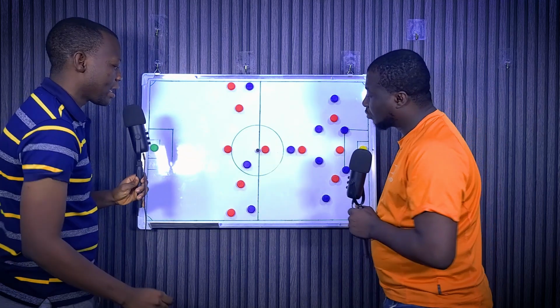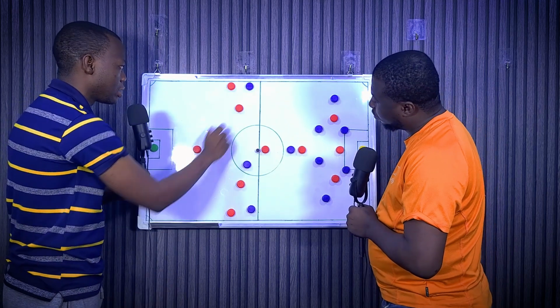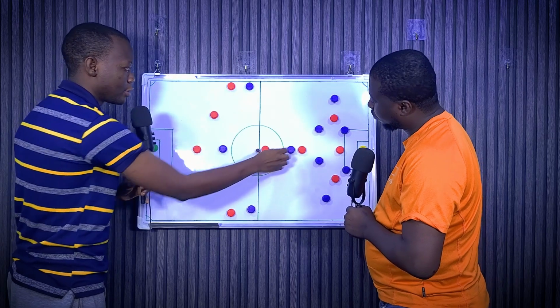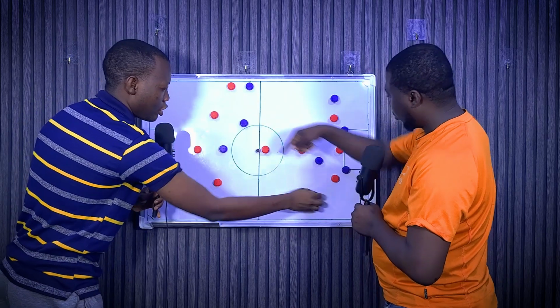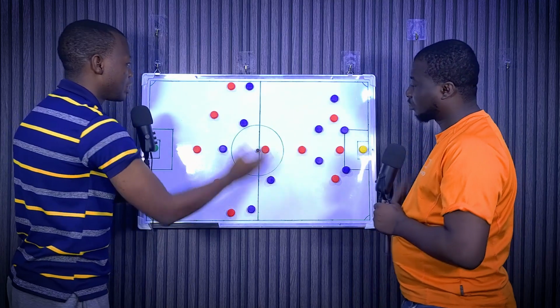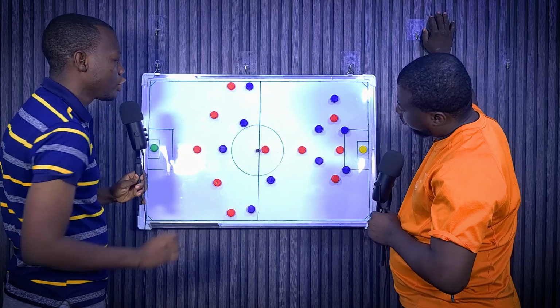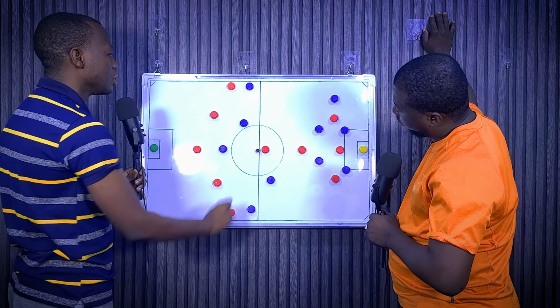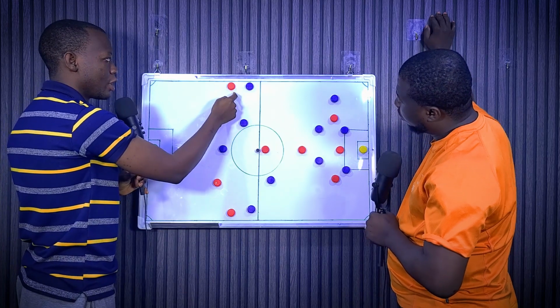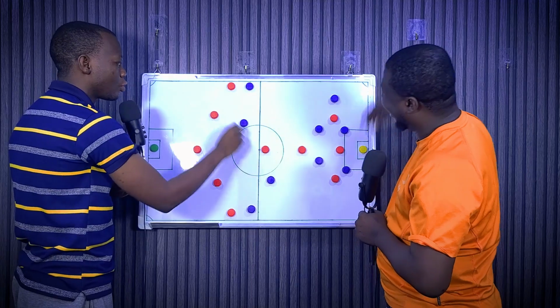Now let's look at this. Let's assume this is how they are pressing you. Let's forget about these ones, we will come back to them. But let's assume these are pressing you now. What you want is, first of all, a player that once he receives the ball here, we can use the ball.